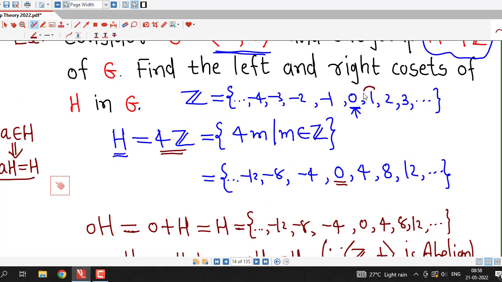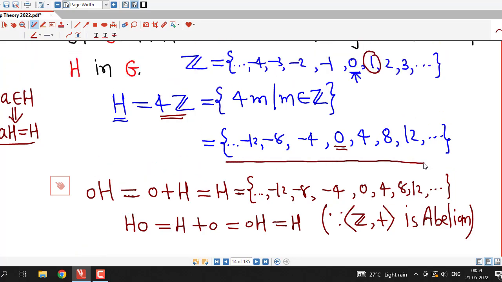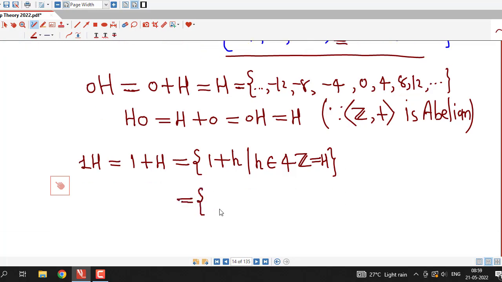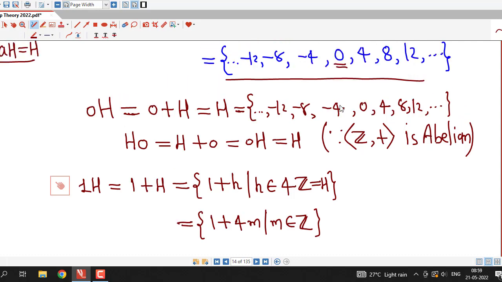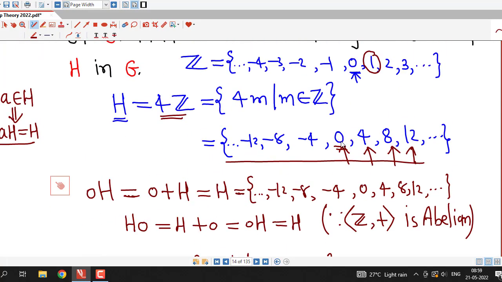Now we find the left coset corresponding to element 1. So we consider 1 plus H, the operation is addition, and 1 is not a member of this subgroup H. So we go by definition. 1 plus H equals the set of elements 1 plus h, where h belongs to 4Z, that is our subgroup H. This is by the definition of left coset. And here the elements of H are in the form 1 plus 4m, where m is any integer, or we can add 1 to each of these multiples of 4. If we want to write it in another form, we can start by adding 1 to each of these elements. So 0 plus 1, that is 1.